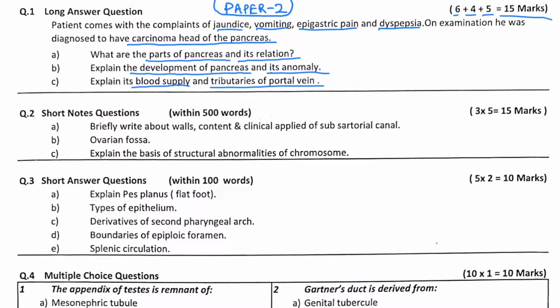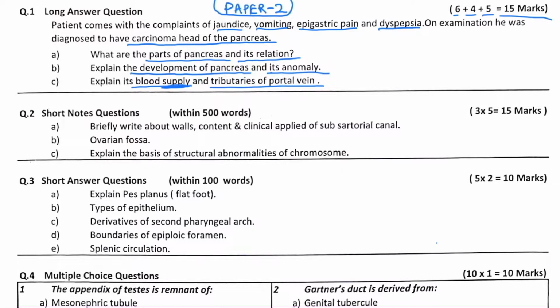So talking about blood supply of pancreas, basically when they ask blood supply, it means actually they're asking the arterial supply. You may or you may not write the venous drainage. But if you have time, you can add a diagram drawing the venous drainage as well. But blood supply, supply is afferent. So afferent is the arterial system.